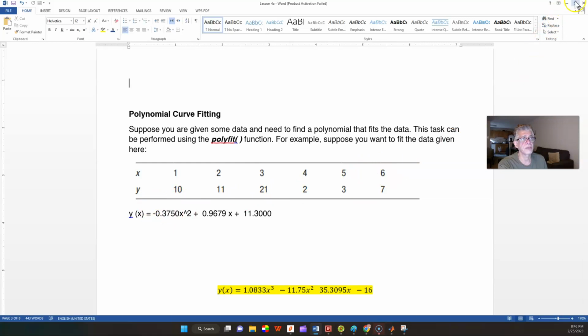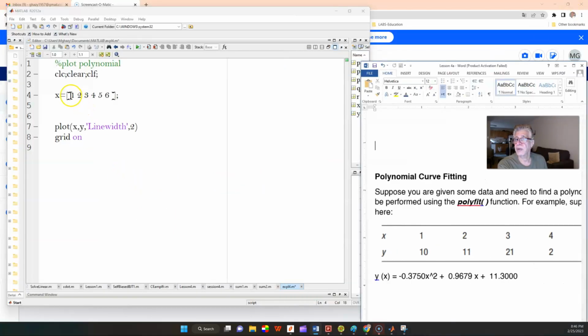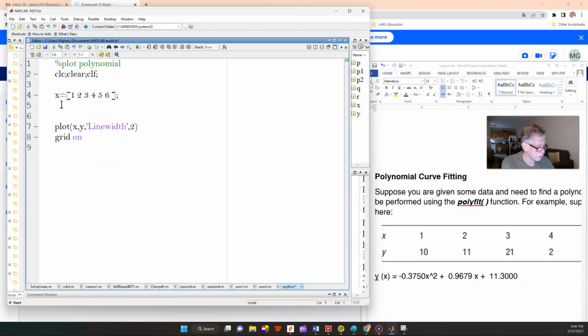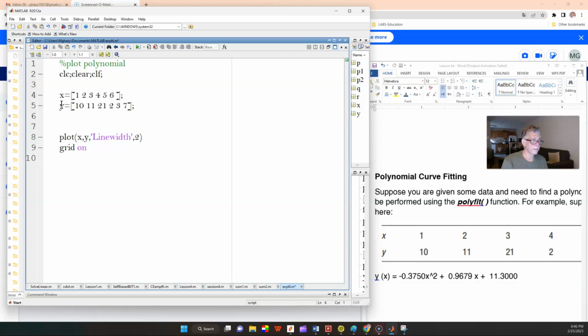Let me just type. So I type x from 1 to 6, and the output from the experiment y as the values 10, 11, 21, 2, 3, 7. So I just type the result of my experiment, x and y. So what next? I want to find the best fit, the best curve that will fit the data.